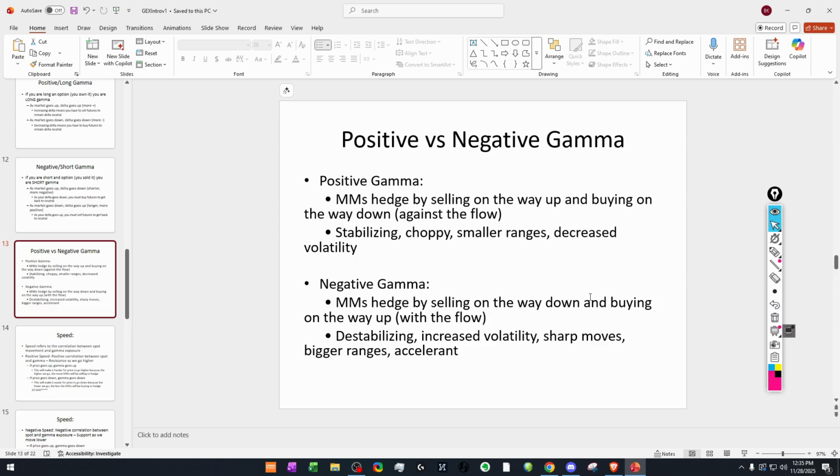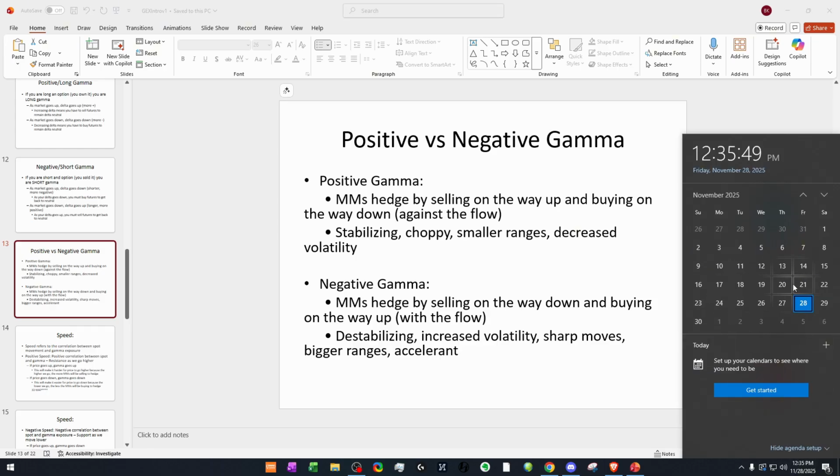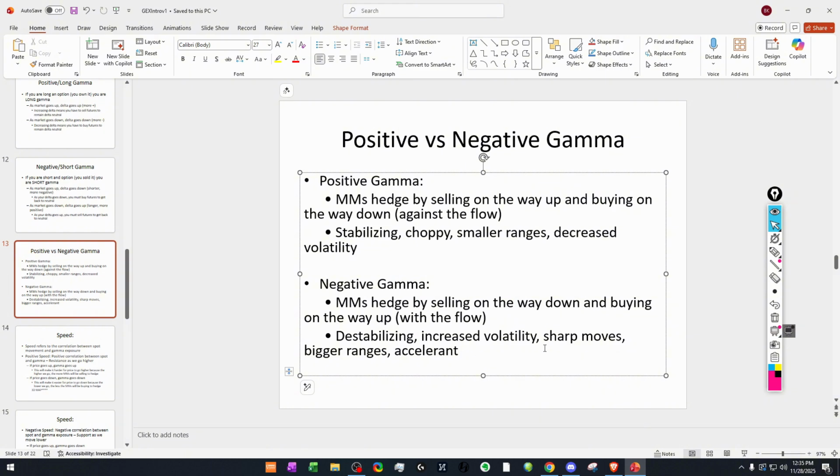So the past, basically all of last week, we were in a negative gamma environment. So that's one of the reasons why we saw 100+ point days for multiple days in a row. It's because the market makers were short gamma, or negative gamma. So they kind of accelerated the move.